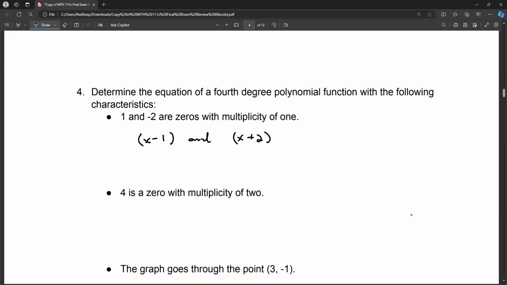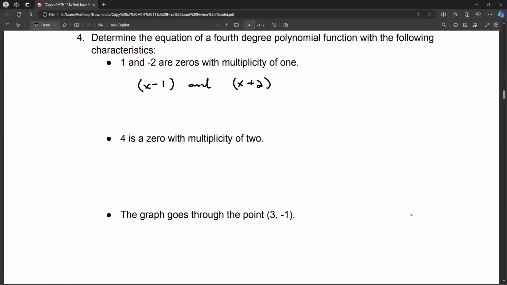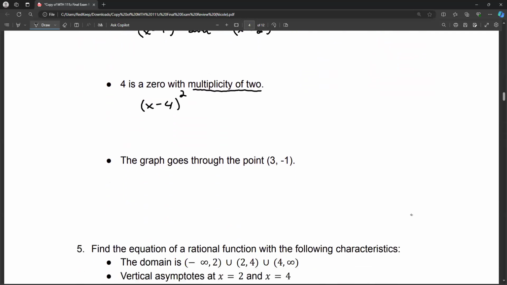Okay. Next, they tell us that 4 is a zero with multiplicity of 2. So again, kind of the same process we just did. We say, all right, that implies that x minus 4 is a factor. And since it says multiplicity of 2, we know that implies that there's a 2 in the exponent position for this factor.